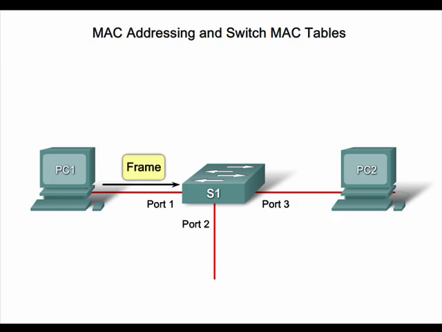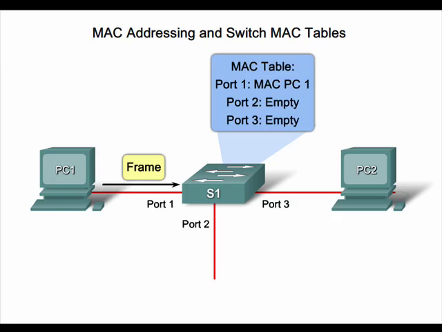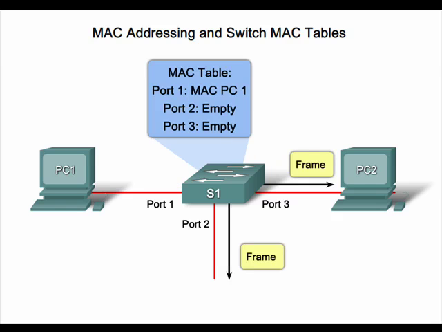In step 2, when the switch receives the frame, it places the MAC address for PC1 and its associated port in its MAC address table. Notice that the switch does not yet know what port is associated with PC2, the destination of the frame. In step 3, because the switch does not yet know which port PC2 is on, it broadcasts the frame out all ports except port 1, which is connected to the source of the frame.